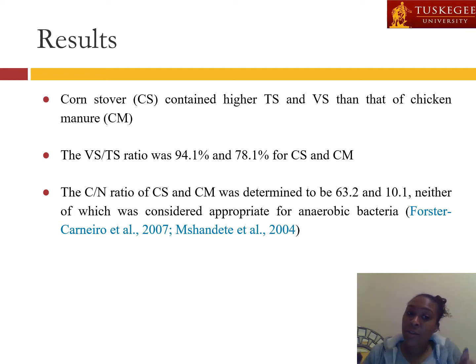So the results are as follows. The corn stover was higher in the total solids, which is the TS you see there, and the volatile solids, which is the VS you see there, than the chicken manure. The volatile solid to total solid ratio was 94.1% and 78.1% for the corn stover and chicken manure. So that means the carbon to nitrogen ratio of the corn stover and the chicken manure was either too high or too low for the anaerobic bacteria to grow and to yield methane.